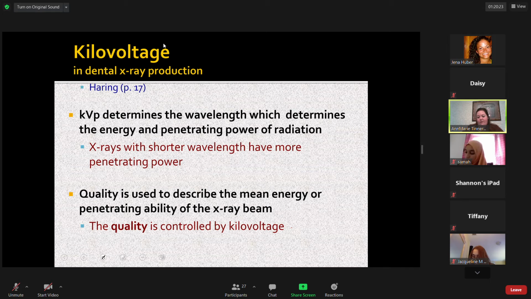Did everybody get that? Can you say that one more time? I'll repeat it one more time. When you have increased voltage, you're going to have a shorter wavelength. And when you have a shorter wavelength, you're going to have increased frequency. And this is going to give you more penetrating power.